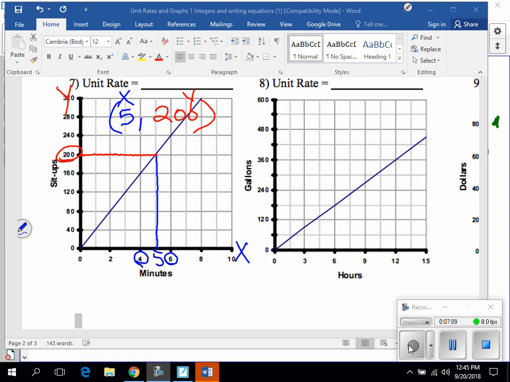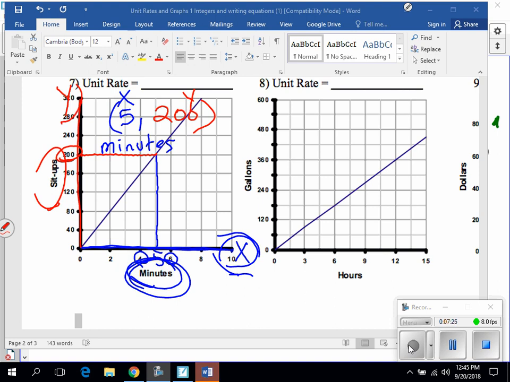So I'm going to write that the x value represents minutes. You can see on the x-axis that we have the word minutes. That's how I figured out what goes with x and with the 5. And then on the y-axis we have the word sit-ups. So y represents, all of these numbers represent the number of sit-ups. So I'm going to write over here sit-ups. I'm ready for my sentence because now I've written 1, 2, 3, 4 things.